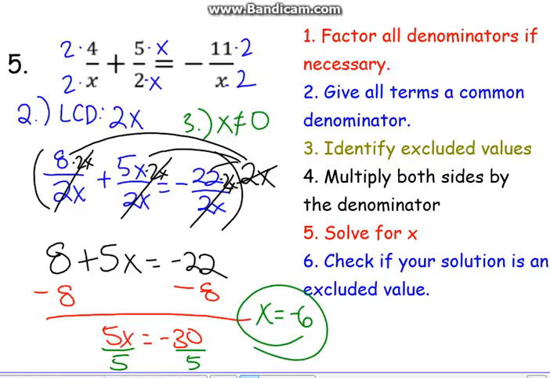Our last step is to check if our solution is an excluded value. So what we're doing is we are checking back up with step 3. Is negative 6 going to be something that's going to make this equation undefined? Absolutely not. We are totally fine here. So it's not 0, so we can get through this problem without any issues at all.